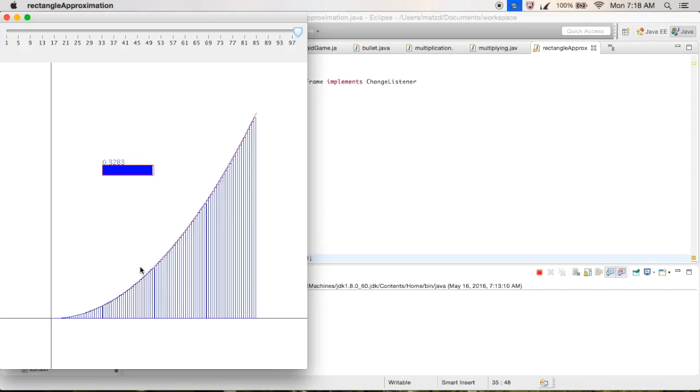And so that's pretty much what a Riemann sum is. We're summing up a bunch of rectangles as it approaches an infinite number of lines to find the area under the curve.